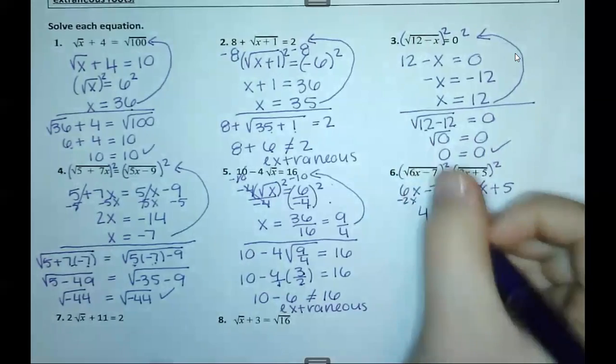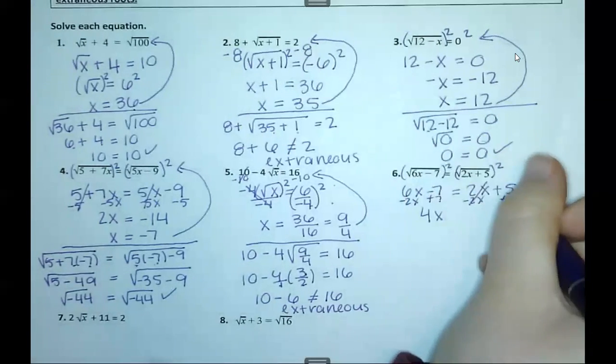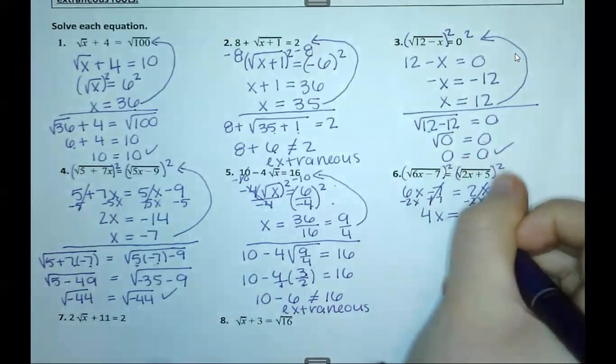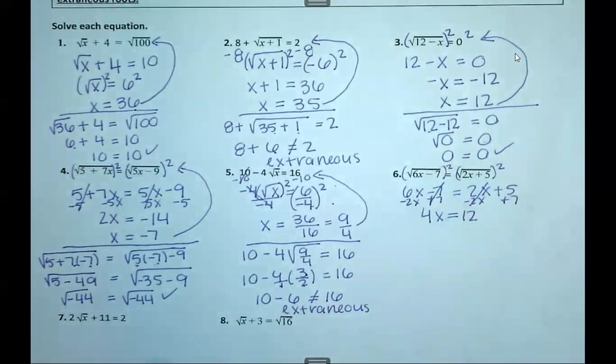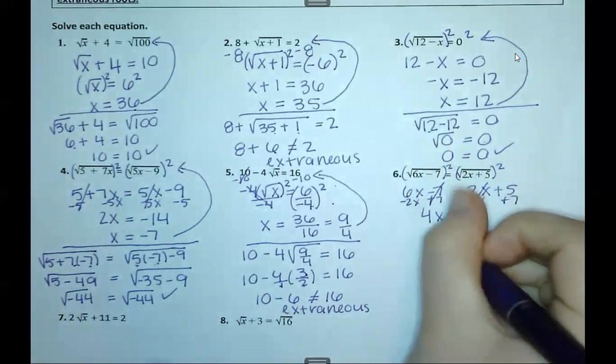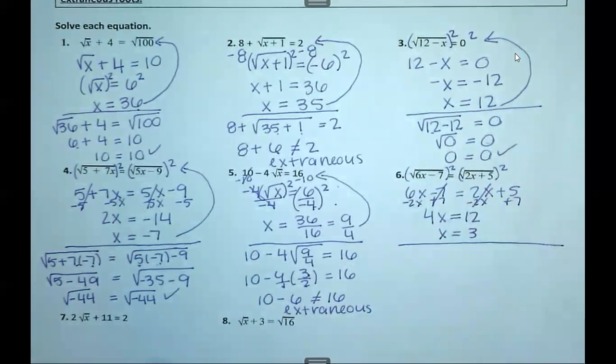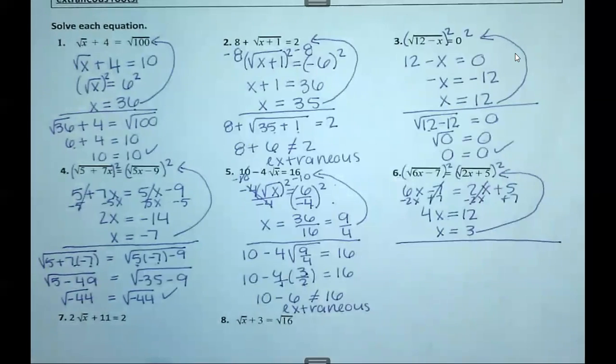And then I need to move that 7 over. So 5 plus 7 would give us 12. We divide by 4 and we get that x equals 3. All right, now I just need to take that 3, plug it into the original.